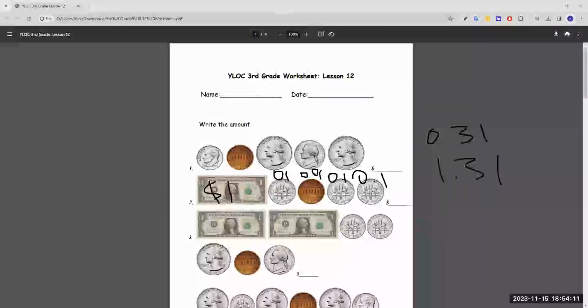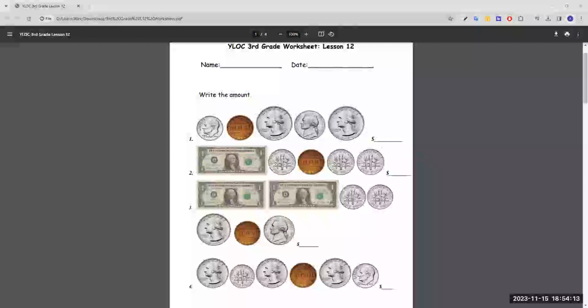Number three, we have $2, 2 dimes, 1 quarter, 1 penny, and 1 nickel. The dollar bills are a dollar. The dimes are 10 cents. The quarter is 0.25. The penny is 0.01, and the nickel is 0.05. Adding the quarter and nickel, you'd get 0.3. And the 2 dimes together are just 20 cents or 0.2.